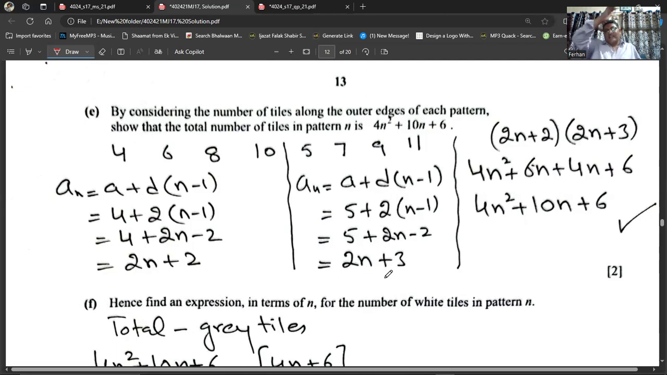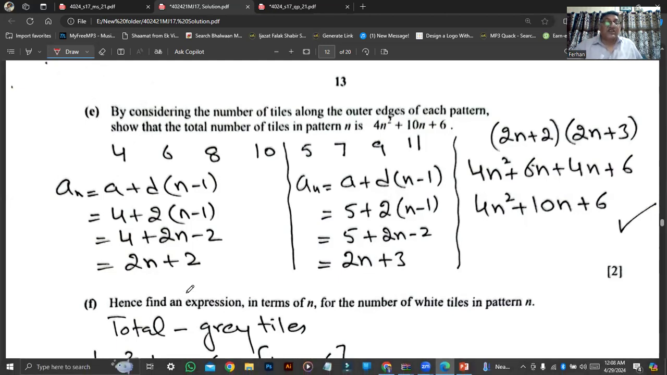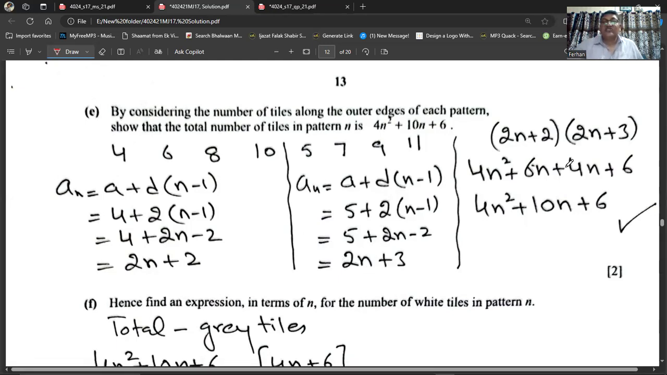So the number of tiles in the rows and the number of tiles in the column, just multiply with each other, you will get the total tiles. So I will multiply the nth terms with each other, and you will get the total number of the tiles. So (2n plus 2) into (2n plus 3). So you will have 4n squared plus 6n plus 4n plus 6, which is 4n squared plus 10n plus 6.